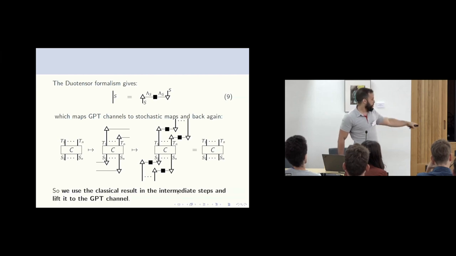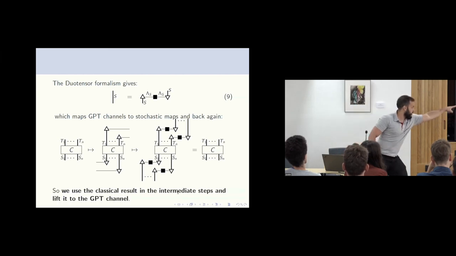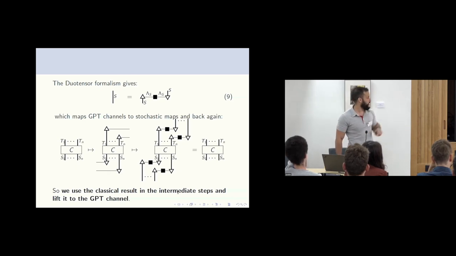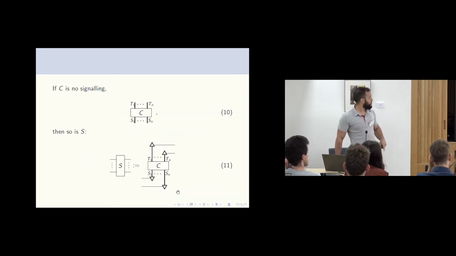And our idea is to use the classical result in this intermediate step here, where we have the classical stochastic map, and then try to lift this result back into the GPT channel. So in order to implement this, we start with a GPT channel C that is no signal. And note that if it is no signal, when you map it into a classical stochastic map, the map that you obtain is also no signal. It is no signaling because the fiducial preparation and measurements are discard preserving. So the no signaling condition pushes through the diagram.